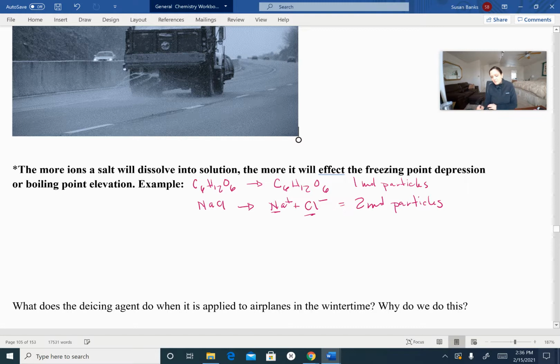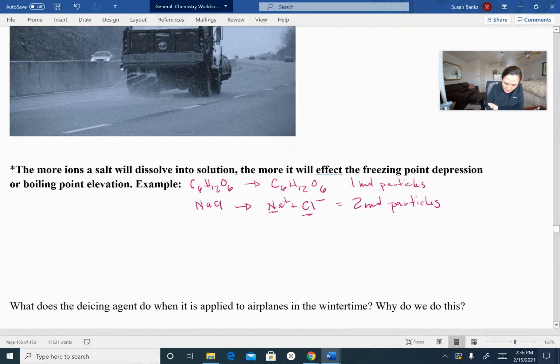So that would change our freezing point twice as much as we would normally expect, because I get 2 moles of particles instead of 1 mole of particles. So if I use a salt that can dissolve into even more ions, I would get an even greater effect.